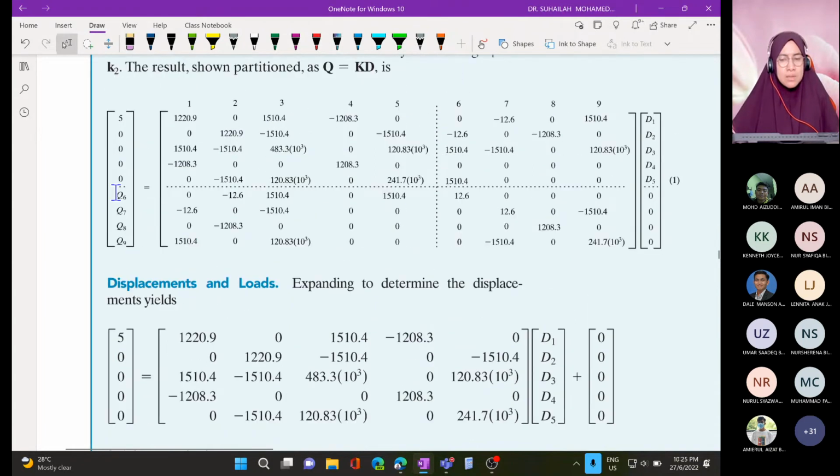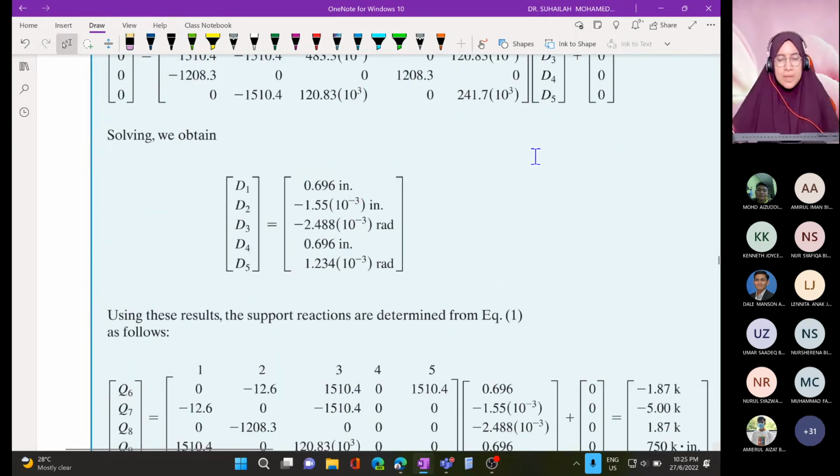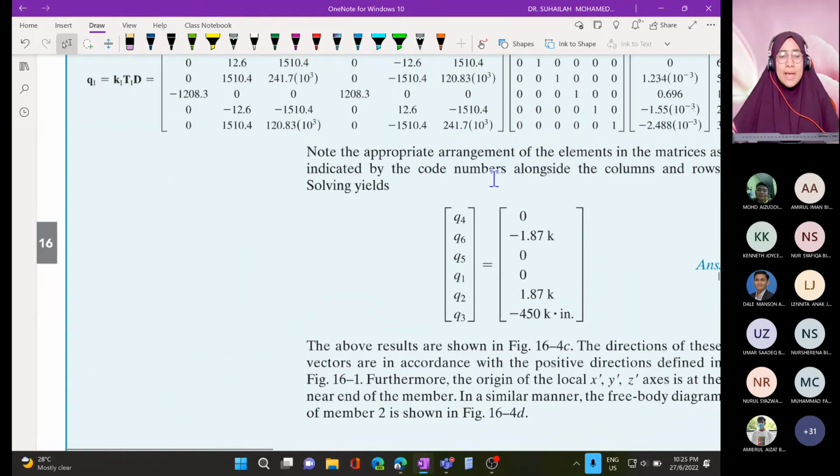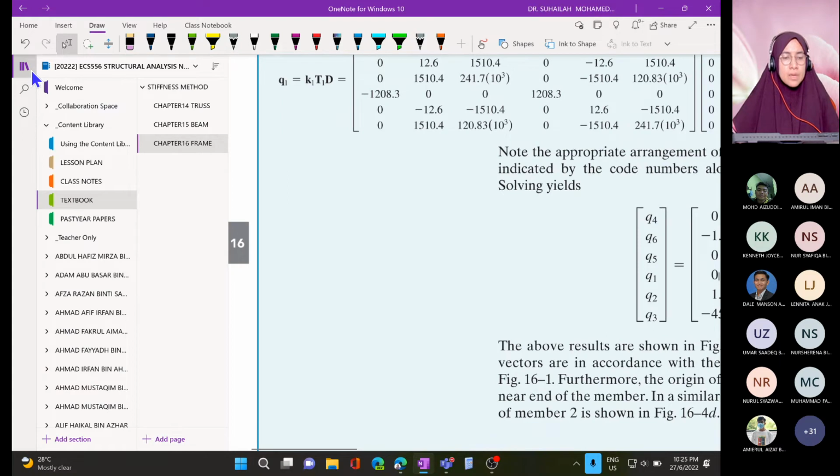Sampai sini je lah. Sampai sini only. Okay, there is another example, same as the example in the notes.